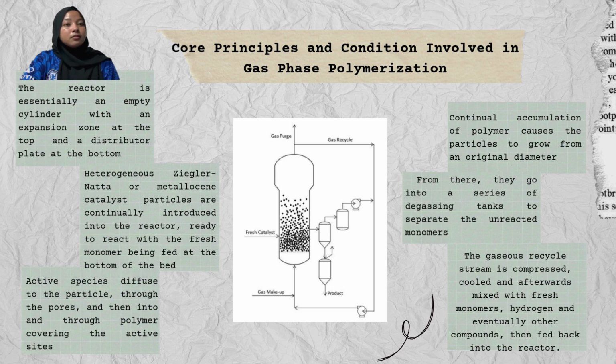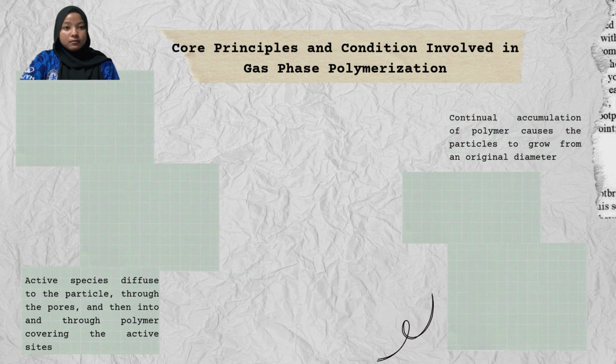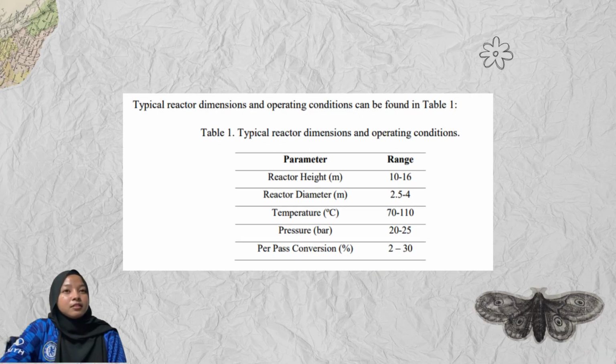The gaseous recycle stream is compressed, cooled, and afterward mixed with fresh monomers, hydrogen, and eventually other compounds, then fed back into the reactor. Here are the typical reactor dimensions and operating conditions, which can be found in Table 1.